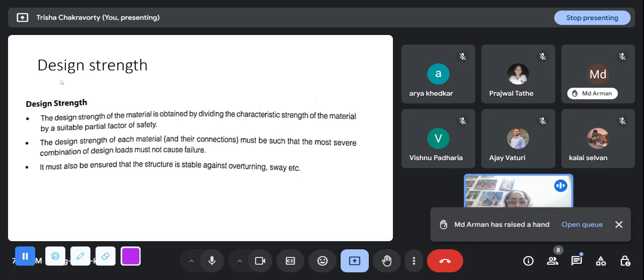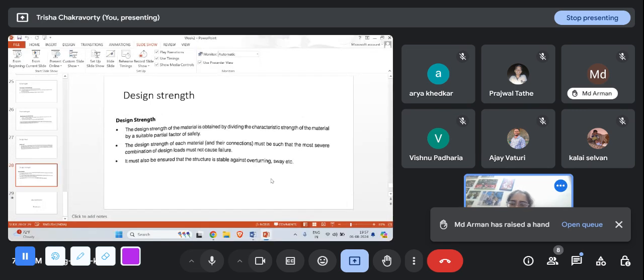The bottom line of design is this: the strength of the structure should be more than the load it withstands, because then it will not fail. If the load exceeds the strength, it will fail. So the design strength of each material and the connections must be such that the most severe combination of design loads must not cause failure, and it must also be ensured that the structure is stable against overturning, sway, etc. These are some extra criteria that are mostly satisfied if we design in the normal course, but there are many aspects, like deflection, and overturning stability is another aspect, not so important in design of steel structures, or at least in this course.